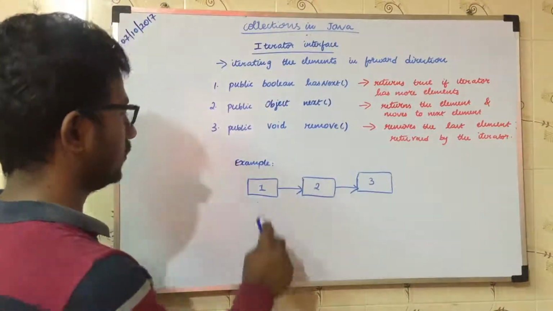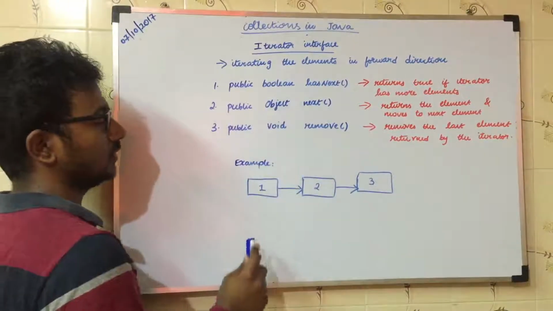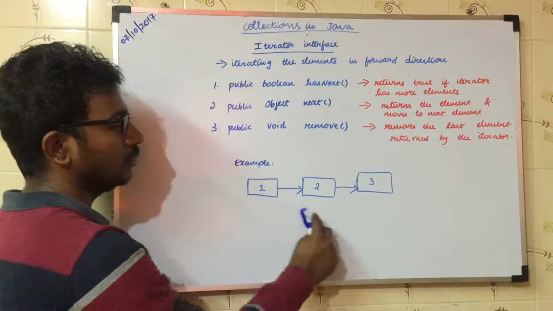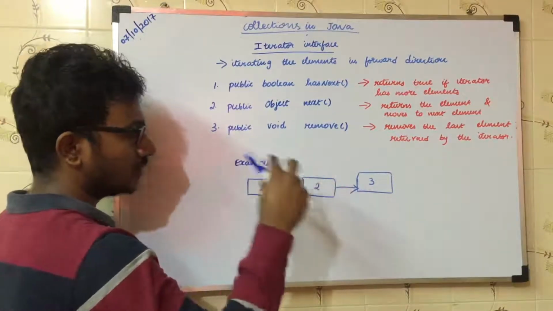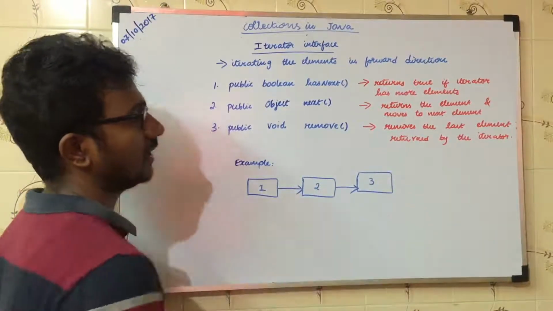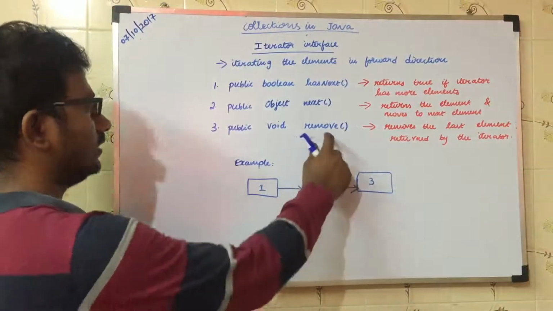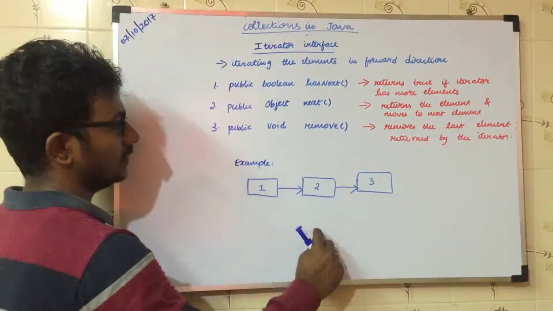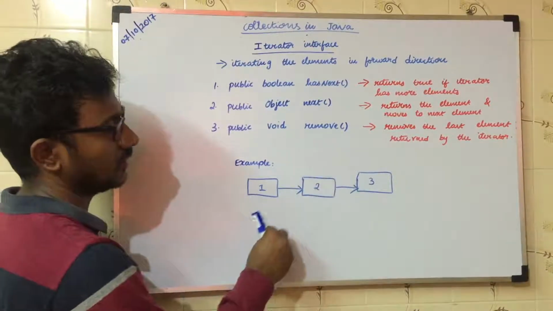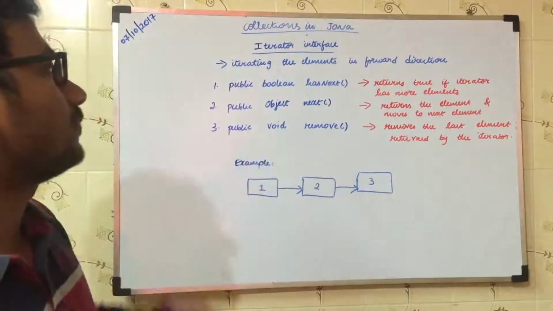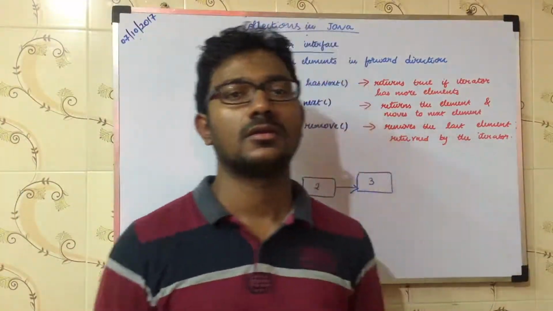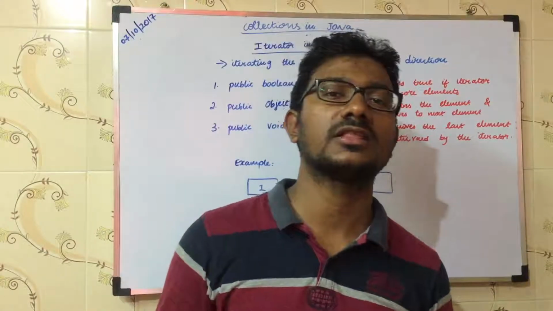And then next. If you are here and call the next method, it returns this data, and at the same time the cursor pointer moves here. If we are in this position and call this method, it returns this data and the pointer moves here. Like that, the next method works. And then remove. If you are here and call this method, it will try to remove this data. So these are the 3 abstract methods present in the Iterator interface. We will talk more about the other things in the upcoming videos.